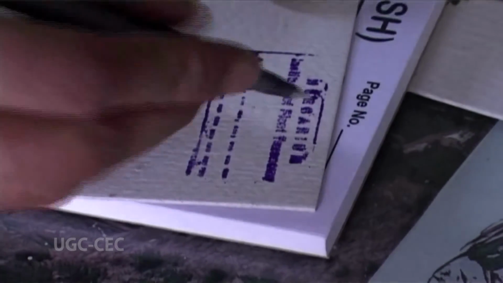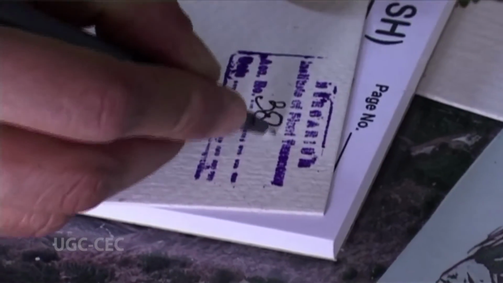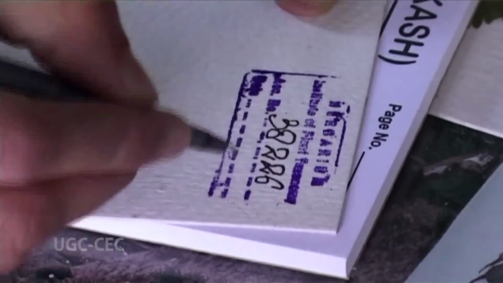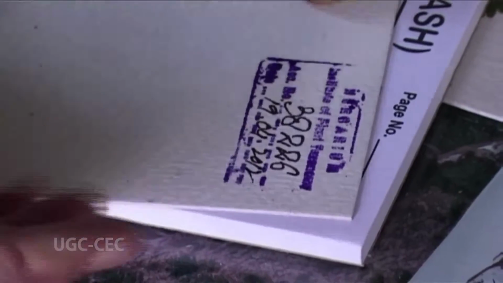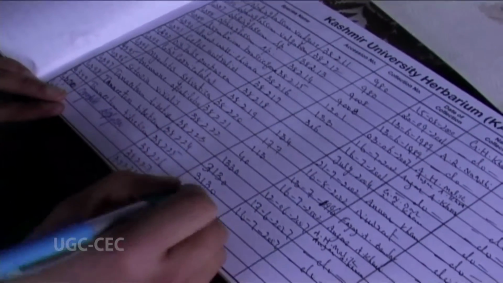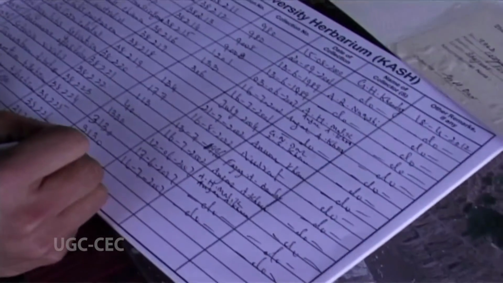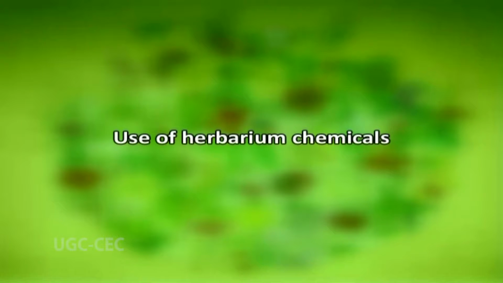After accession, we give the accession number. An accession number along with date of accession is added for an accurate record keeping on the accession register as well as on the herbarium sheet. Along with these various steps, we have to also use various chemicals, what we call as herbarium chemicals.